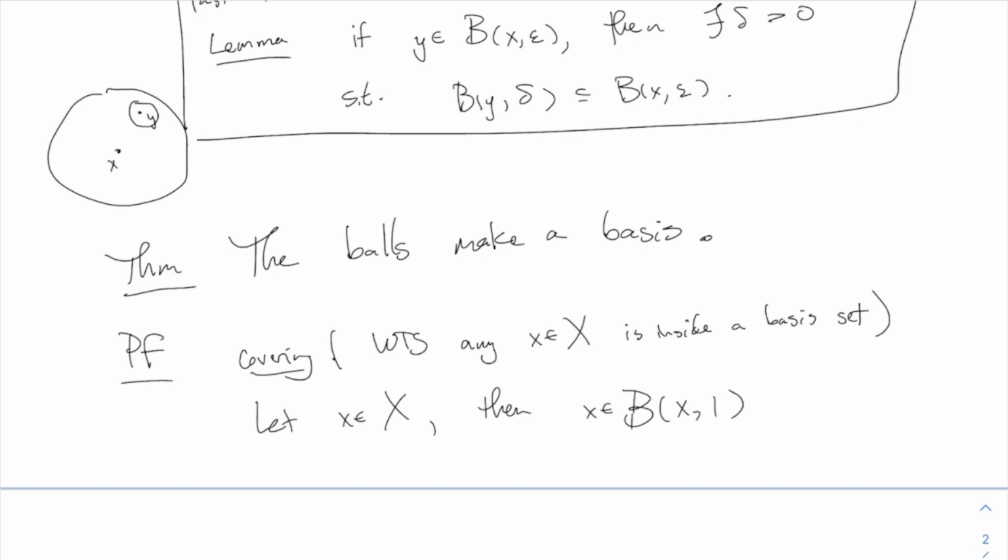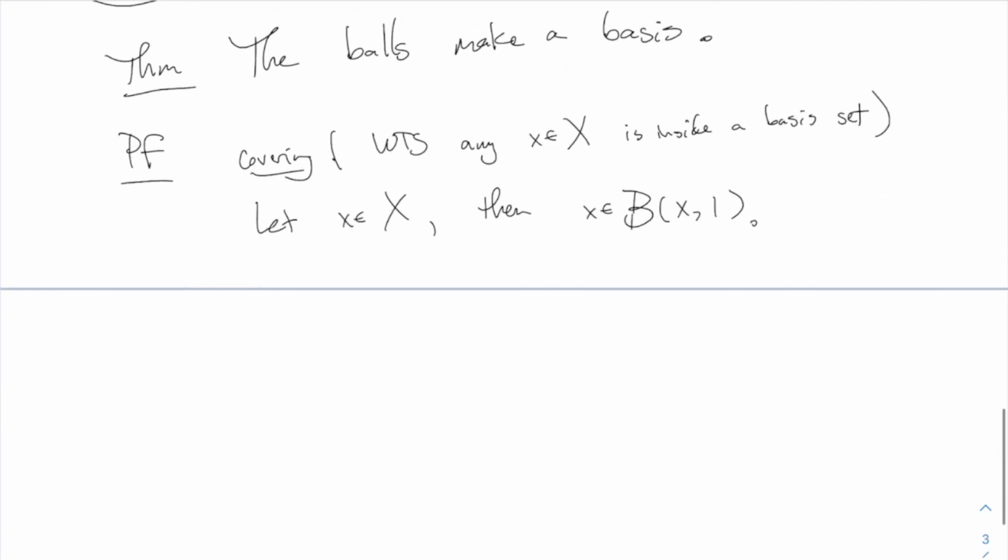All right, so let x be in the metric space, then x is automatically in this ball. So that means that the covering property is satisfied. All right, that's the easy one. And then the second one is this shrinking intersections property, which is kind of complicated, although all the hard work is done by the lemma in this example.